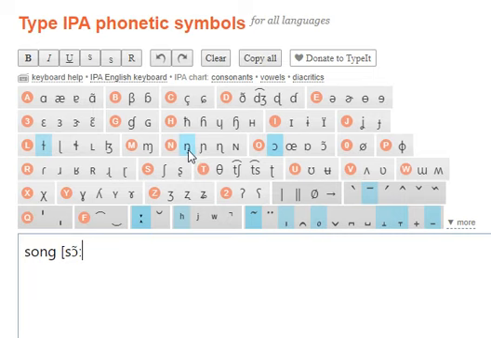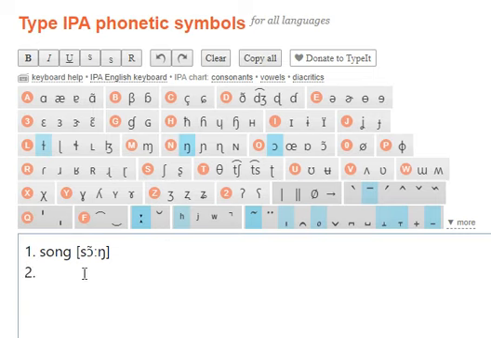Then I click on the symbol for the velar nasal sound, which is this one. Then I close the transcription with the square bracket. Then I finish the first word. So now let's continue with the number 2. This is number 1. Then we are going to have number 2.